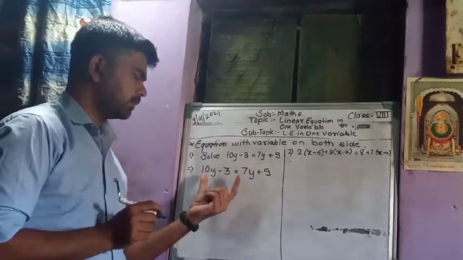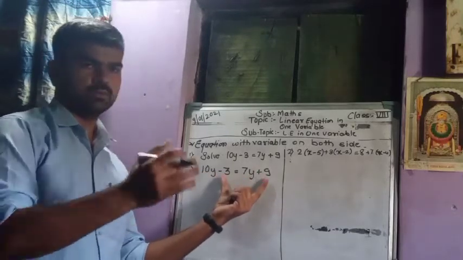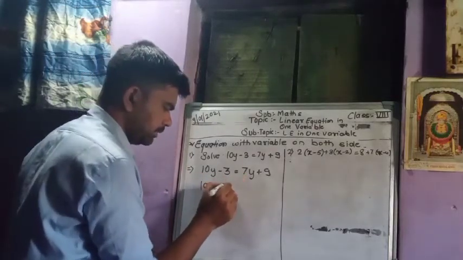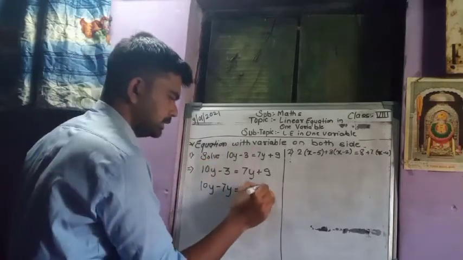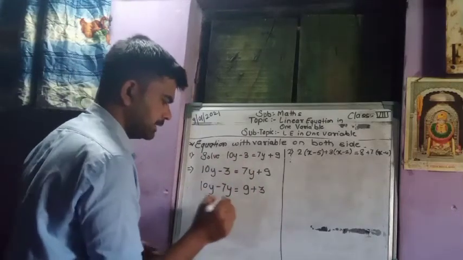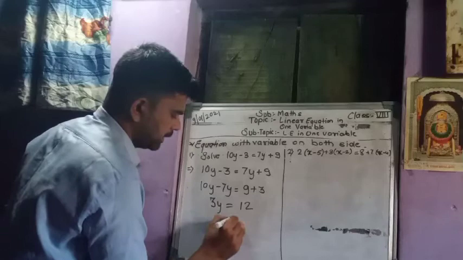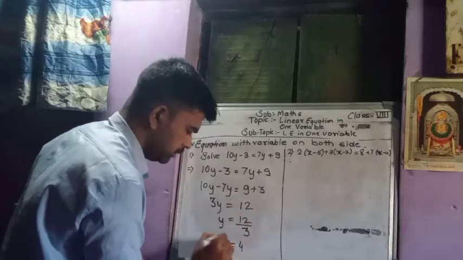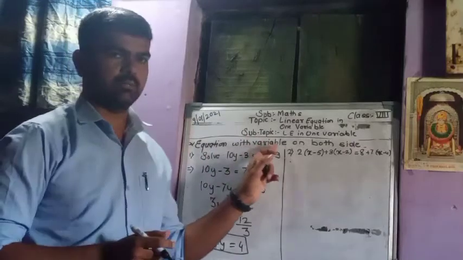So first we have to take the variable value one side and the constant value to another side. So we'll take 10y, here it is plus, so it will become minus y equal to 9. It is minus 3, it will become plus 3. Then 10y minus 7y, 10 minus 7 is 3 and y as it is here, 9 plus 3 is equal to 12. So what we will get, y equal to 12 divided by 3. So what will be the answer? Answer will be 4. So have you understood? Equation with variable on both sides.